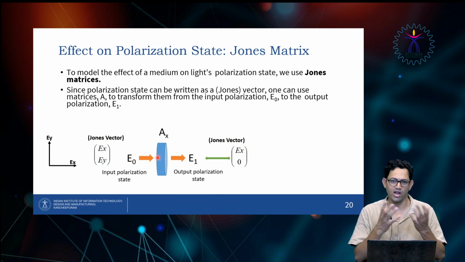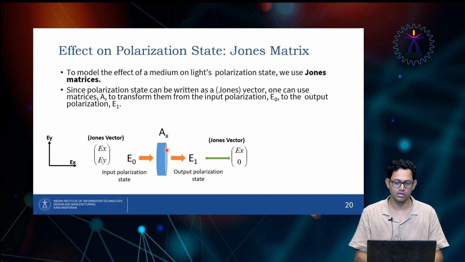Now when will that happen? That will only happen when this optical element over here is a horizontal polarizer. So this is not a lens, this optical element has to be a horizontal polarizer. Only then you will have something like Ex and 0, that is only the X component of your electrical field is going to propagate out.